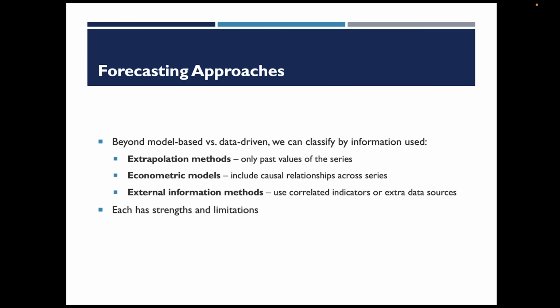And the third one is the external information methods. These use correlated indicators or extra data sources. They are heuristic, because we don't know if they really have a causal effect or link. It's unclear. That's why we call them external information. And we are going to mention an example about lipstick here.